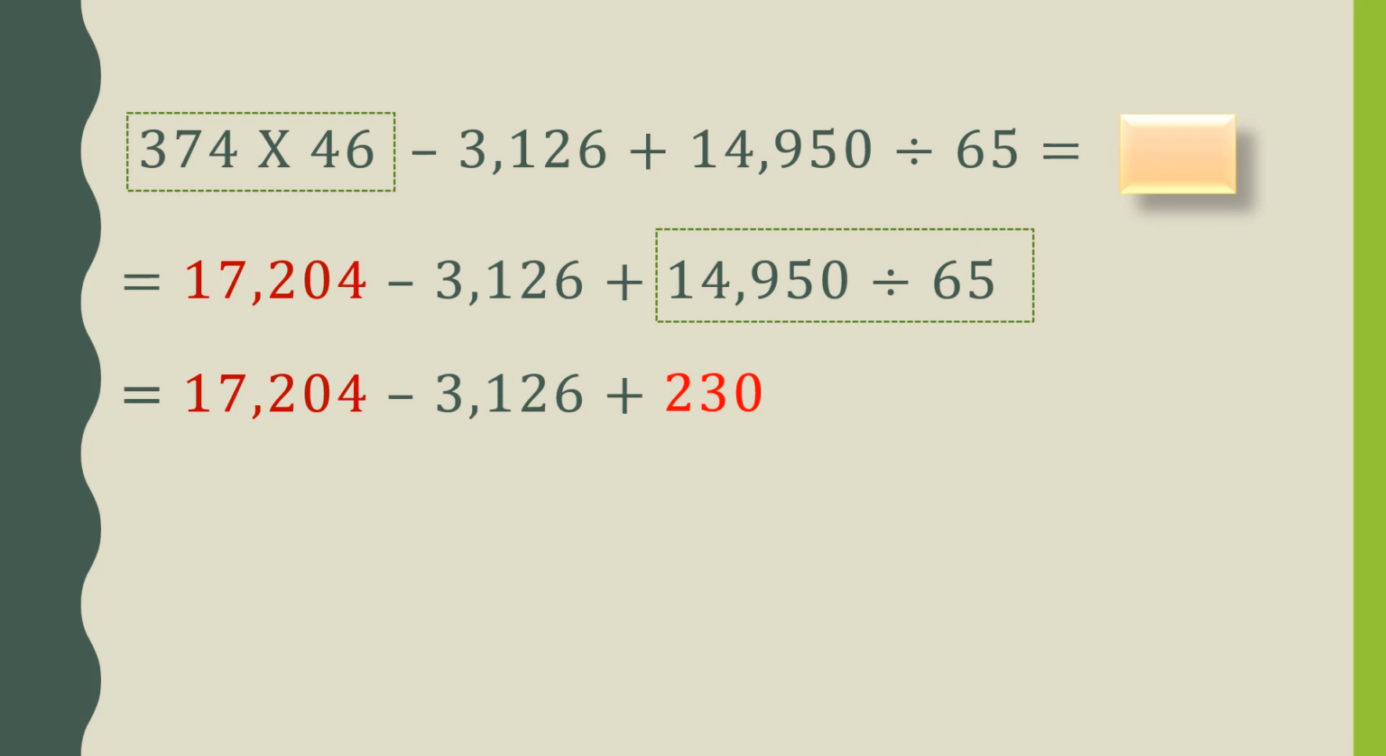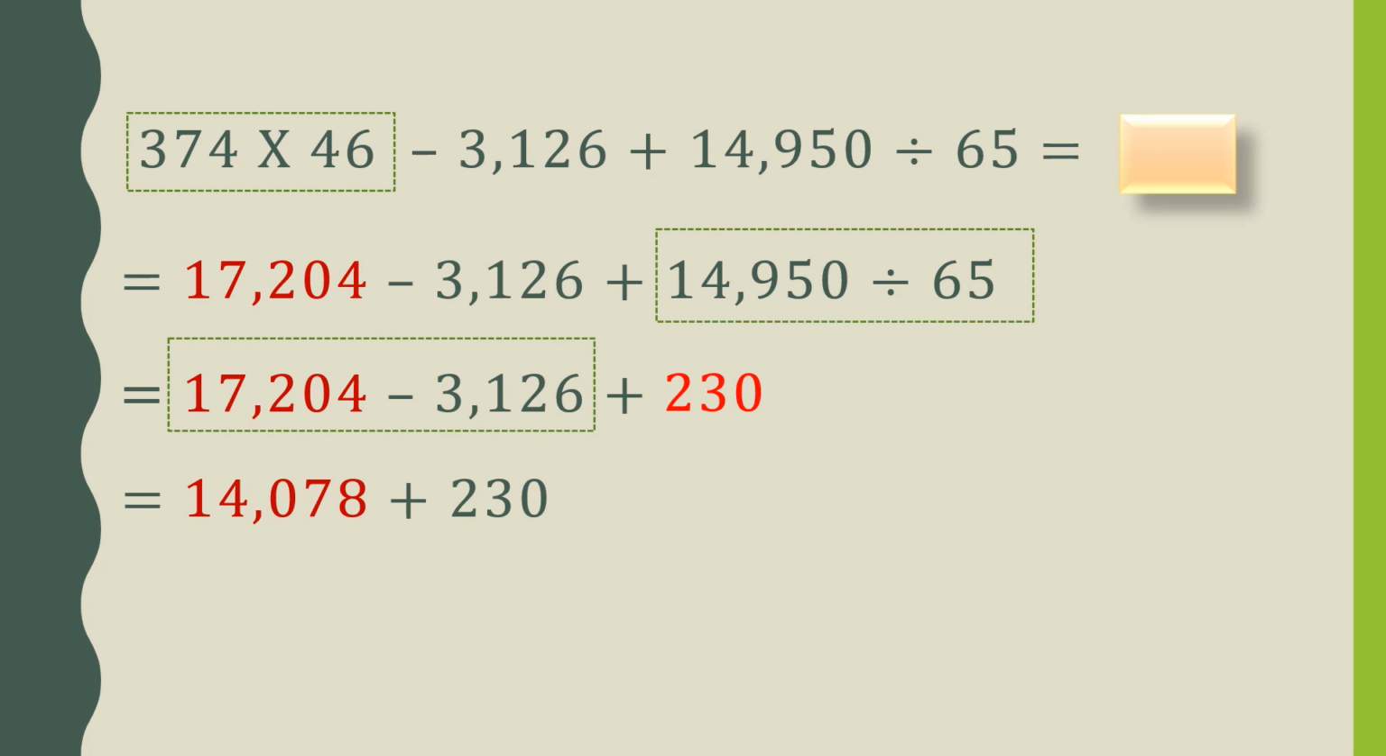Now, we've got only minus and plus in our equation. 17,204 minus 3,126 plus 230. In this equation, we have to work from left to right. So, we will get the difference between 17,204 and 3,126. And that is 14,078. And we will copy plus 230. And the sum between these two numbers is 14,308.